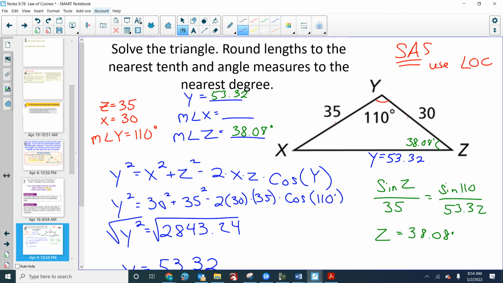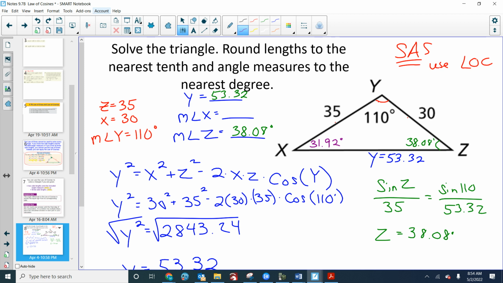Help me out. What do we get here? 148. So 180 minus 148. What'd you get? Like 31 point something? 31.92 degrees. We just solved the triangle. We started using the law of cosines. Every single time, here's a helpful hint: if you start using the law of cosines, then from there on out, you're going to use the law of sines after that. Try to finish it off.